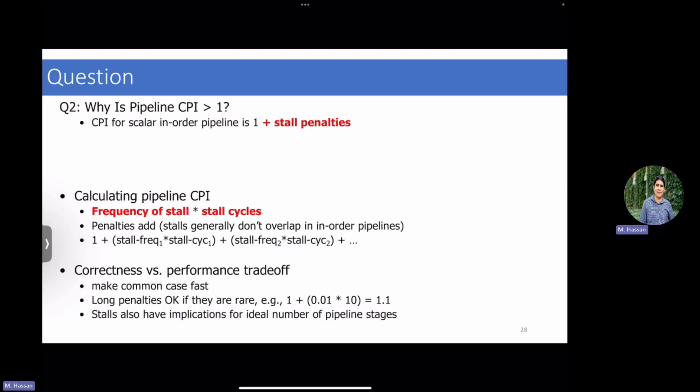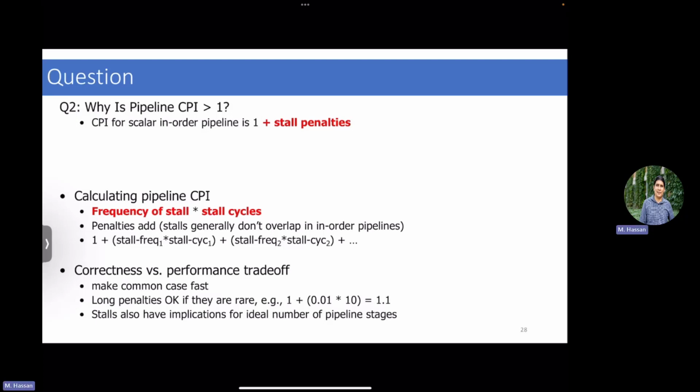So if I want to calculate the pipeline CPI, I would have to take into account the stalling cycles. Ideally it's 1, but I'm adding some extra delays due to the stall penalties. How do I obtain the stall penalties? Well, these stalls happen for certain scenarios, some dependencies. So I need to know the frequency of the stall, and if I'm stalling, how many cycles do I take, right?